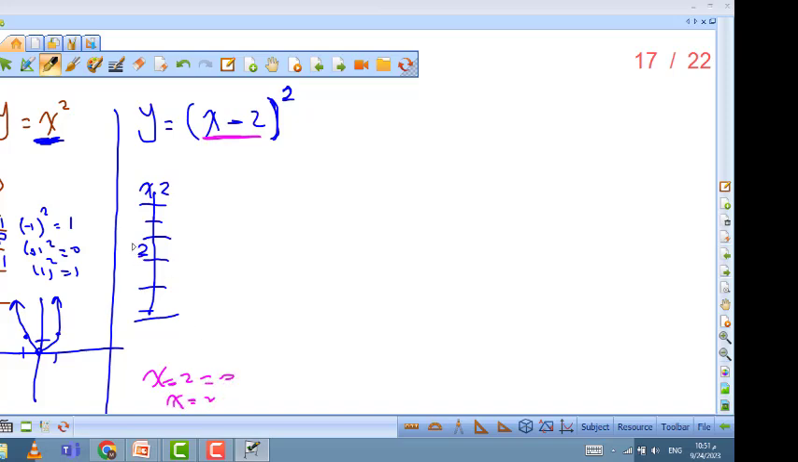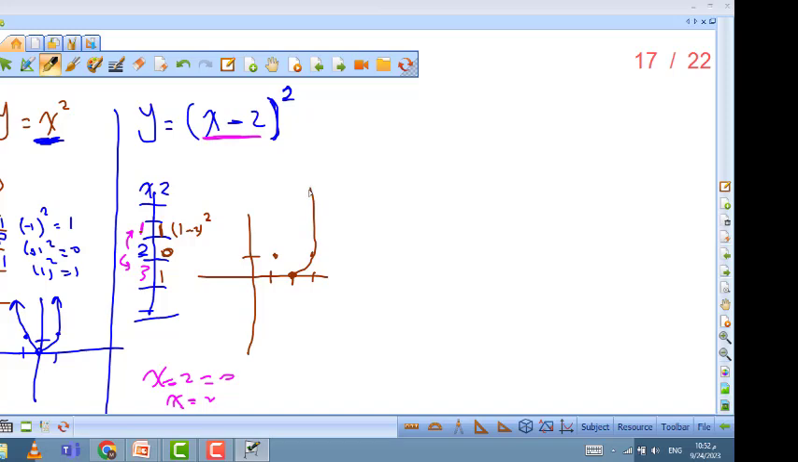I put 2 in the middle and take a value before and a value after. Before 2 is 1, after 2 is 3. Then substitute. If you have symmetry, it means you're right. 1 minus 2, squared, makes 1. 2 minus 2 is 0. 3 minus 2, squared, also makes 1. It means I'm right. Then we graph. Run 1, rise 1: I go right 1, go up 1. 2 and 0. 3 and 1.